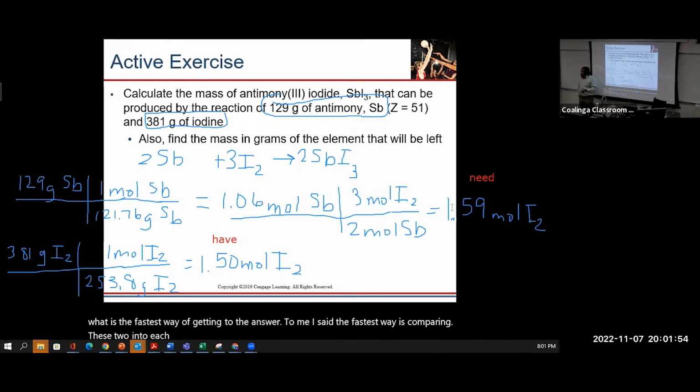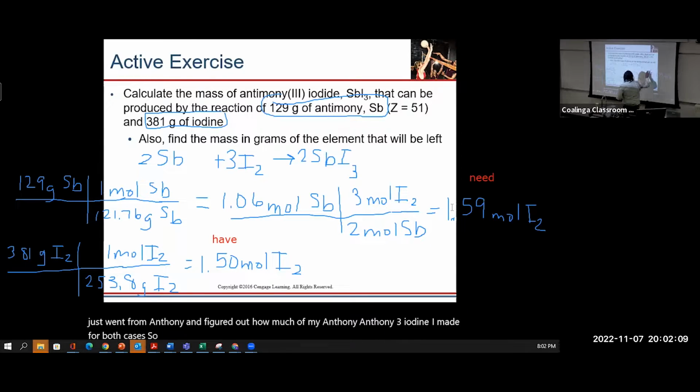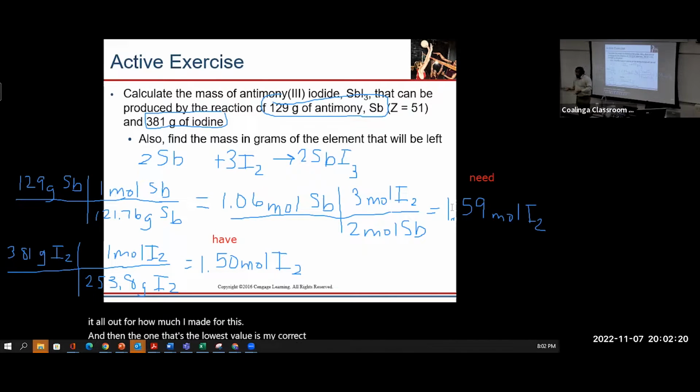What I could have also done is just gone from antimony and figured out how much SbI3 I made for both cases. That's figuring all the way out how much I made for this one, and how much I made for this one. And then the one that's the lowest value is my correct answer. So that would be another way to do it. We'll show you that way as well.